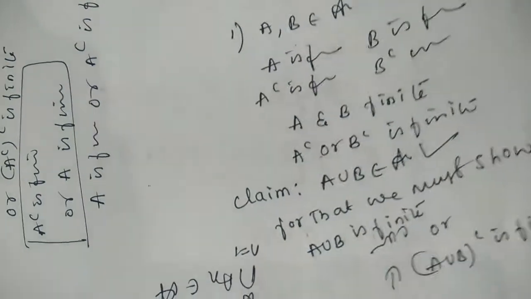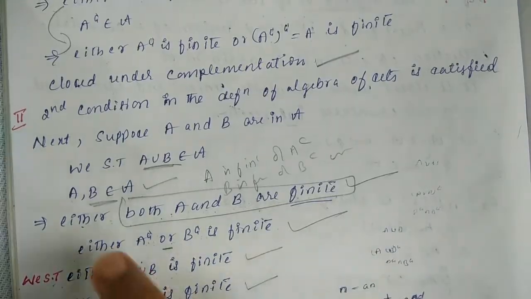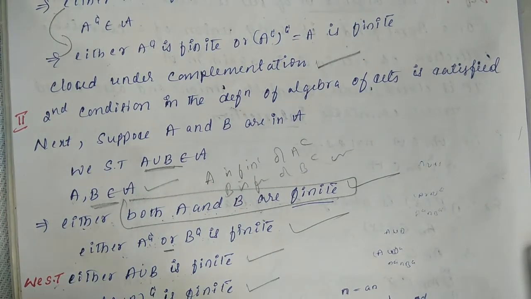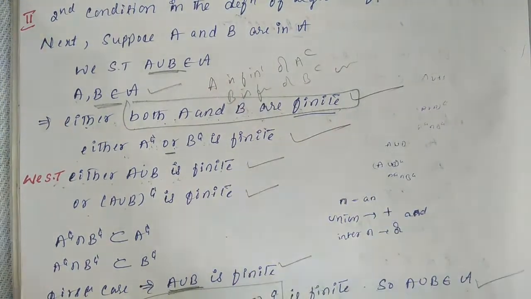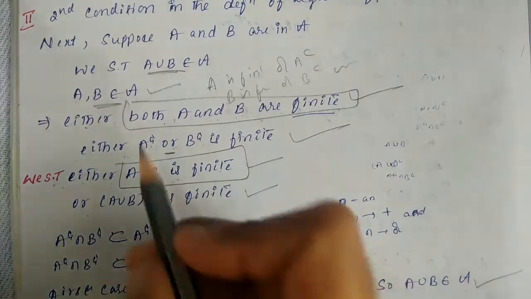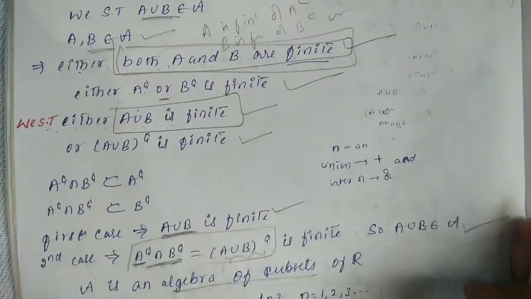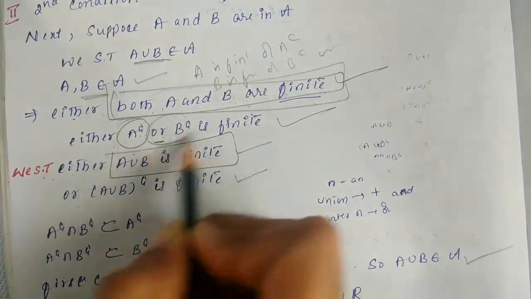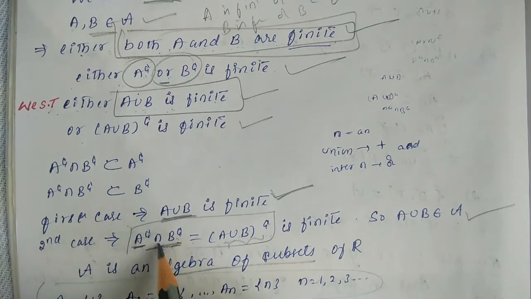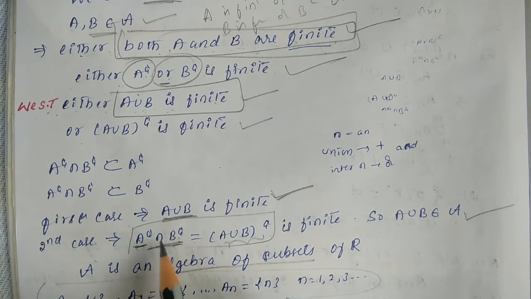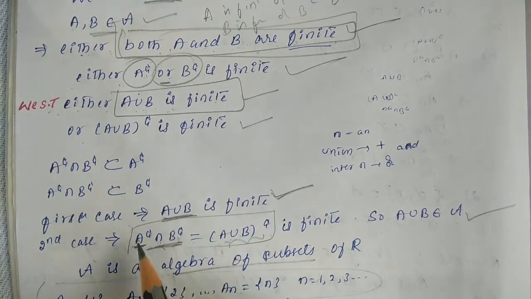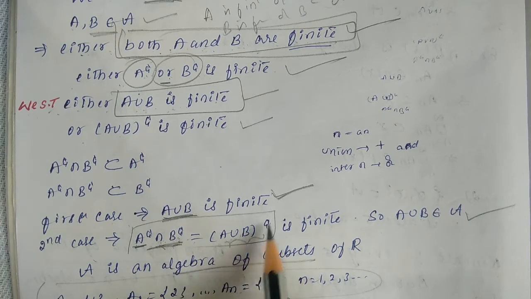Okay. So now, here I am considering the case both A and B are finite, or either A complement or B complement is finite. We now show that either A union B is finite or A union B whole complement is finite. For the first case, both A and B are finite. It means A union B is clearly finite. For the second case, A complement or B complement. It means what? A complement intersection B complement. What does it say? A union B whole complement.